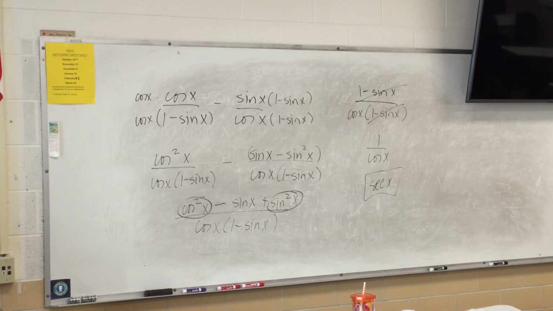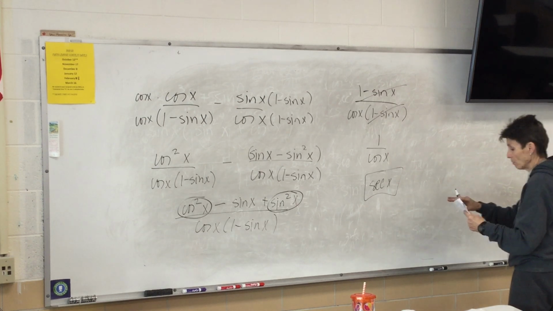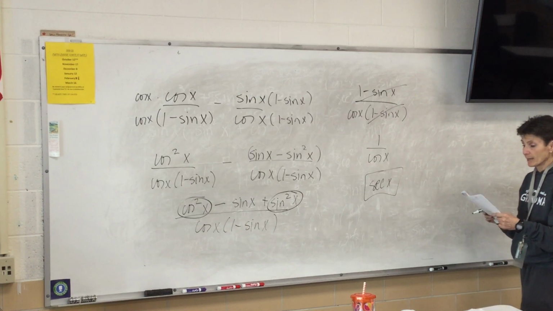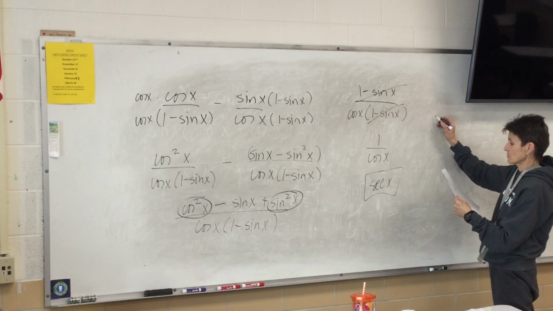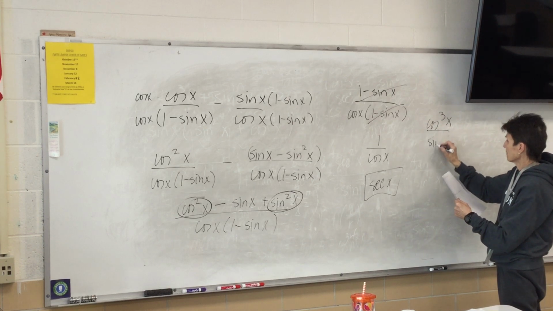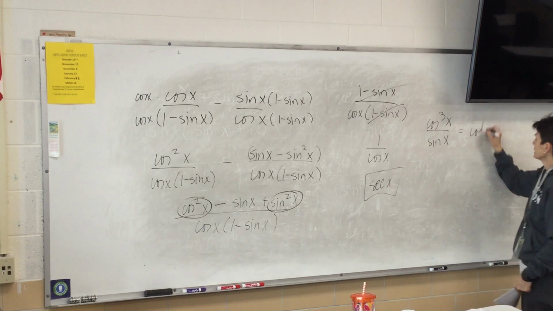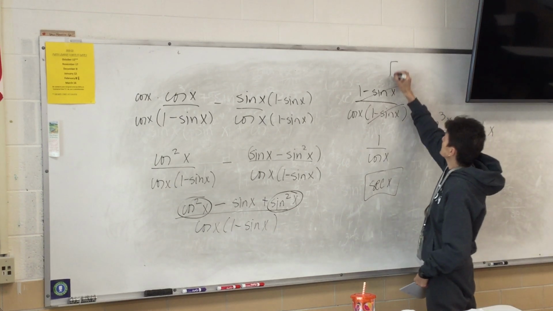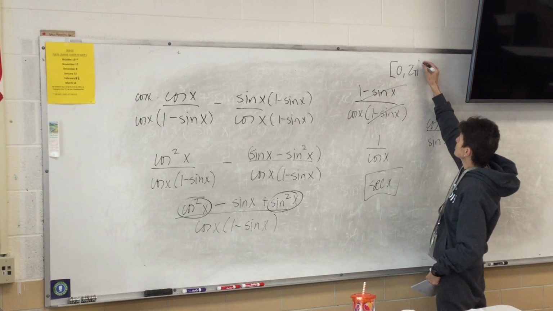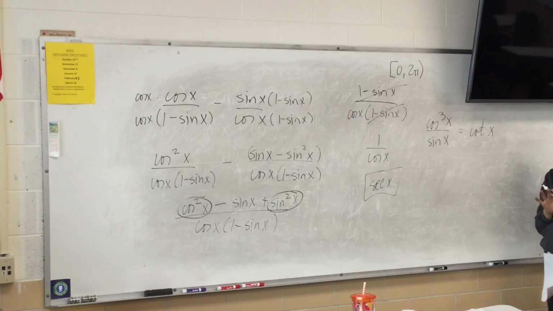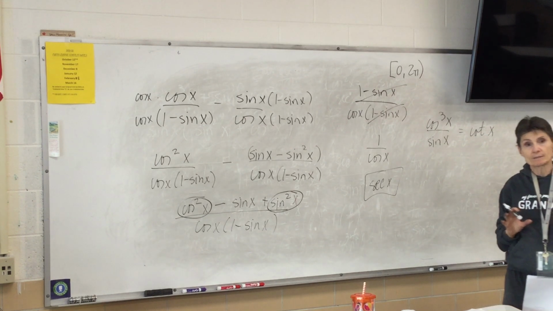Okay. Now the directions have changed, and now we are solving. All right, so how does that change things? Well, let's see. Cosine cubed over sine equals cotangent x. And I'm solving between 0 and 2 pi, which means I'm in radians, and I'm looking all the way around. So my answers are eligible in every quadrant, 0 to 2 pi.